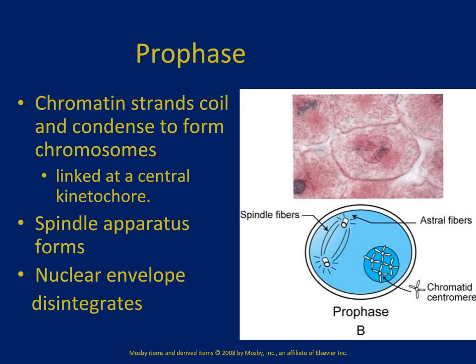Now towards the end of prophase, the nuclear membrane will in fact start to disintegrate and spindle fibers originating from the poles of the cells will begin to reach into that dissolving nucleus and grab a hold of the chromosomes.